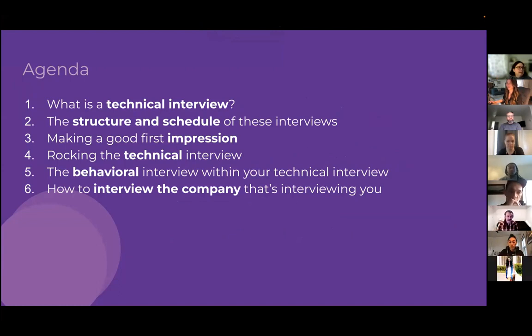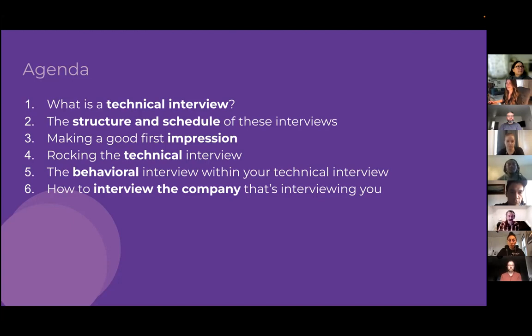We'll do some tips on making a good first impression and how to really present the best side of yourself for the interview. And then in number 4, we'll dig into the core topic at hand today, which is how to really rock that technical interview: how to approach the problems, how to analyze things, how to work through the problem out loud, and all that good stuff.